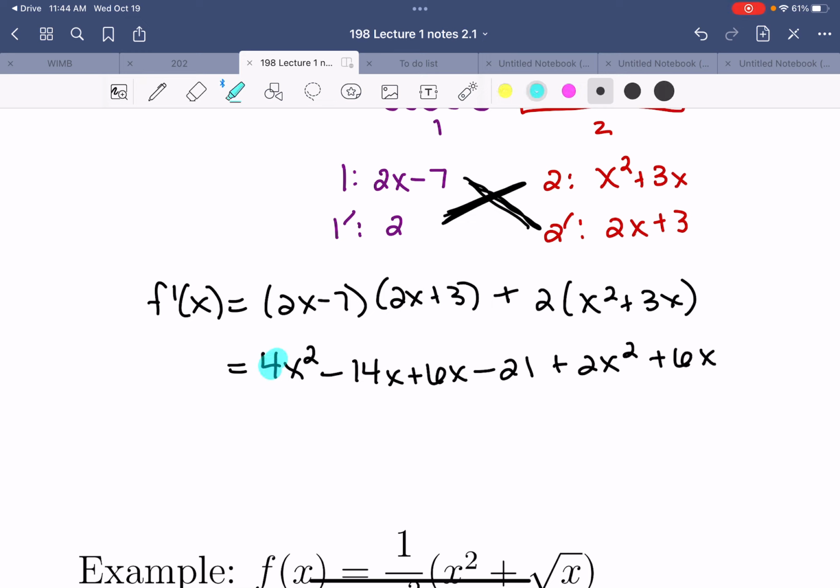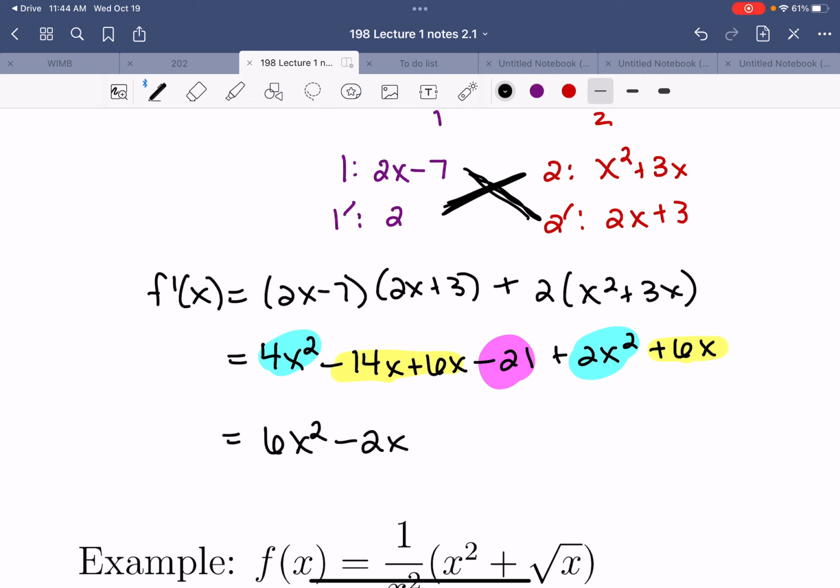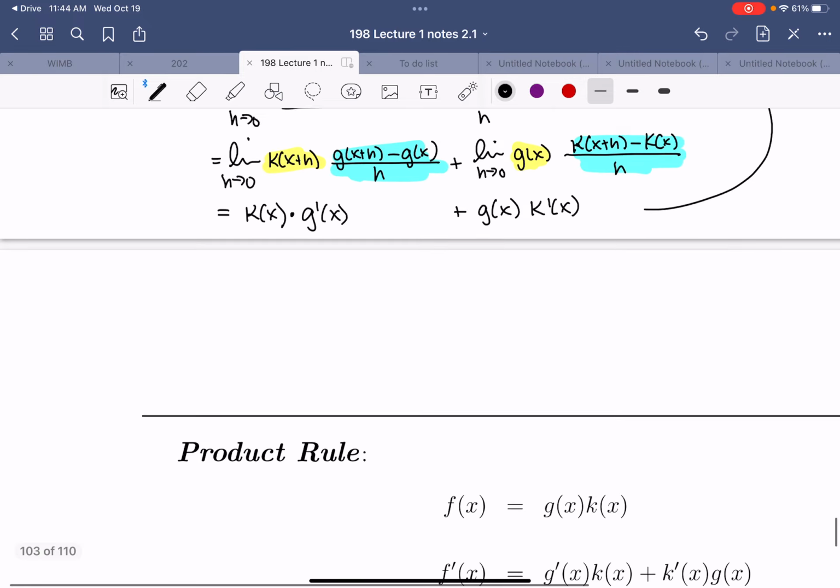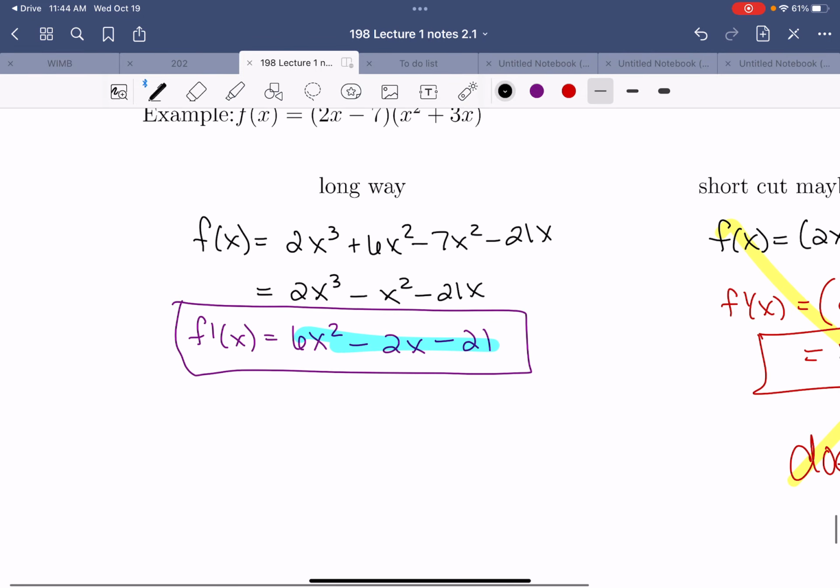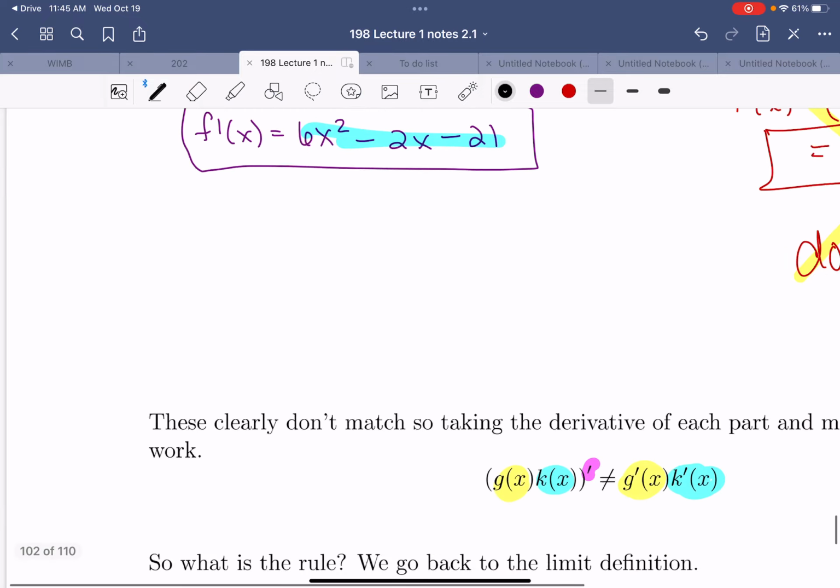And if I combine my terms, this is x squareds, x's, and just a constant. So that's going to leave me with 6x squared minus 2x, right? 6 and 6 is 12, negative 14 and 12 is 2, and minus 21. Now let's check. Is that what we got when we did it the surefire way up above? 6x squared minus 2x minus 21. So we do get exactly the same answer.